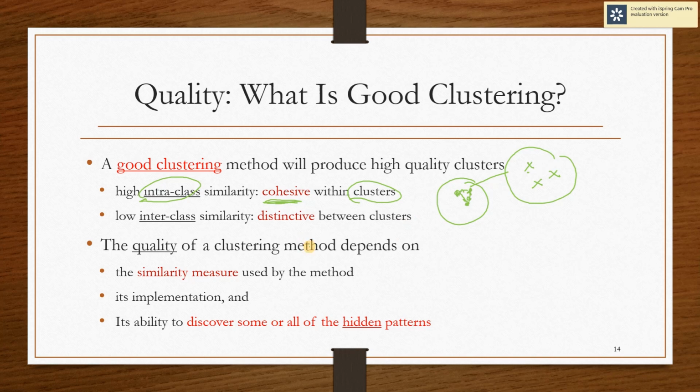The quality of a clustering method depends on the similarity measure used by the method, and also the implementation of the method and its ability to discover some or all of the hidden patterns. Because when we talk about clustering, we don't know exactly the category that we want, right? So we need to find those hidden patterns by ourselves.